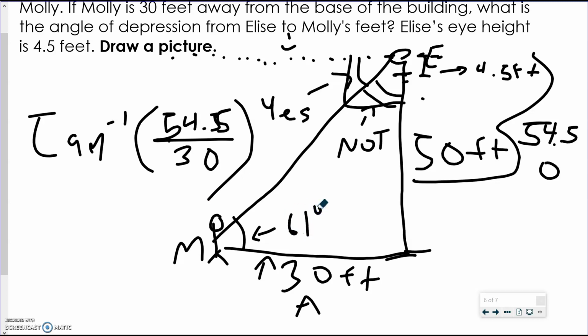And again, by definition, this angle right here and this angle up here are alternate interior angles. So that would mean that our final answer, the angle of depression, would be 61 degrees. So that would be our final answer. But let's also look at solving it the other way. Let's solve for angle E up here, and then find this angle by taking 90 minus angle E.